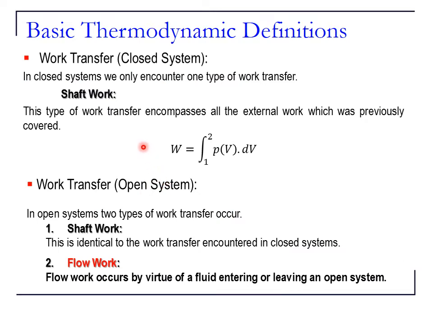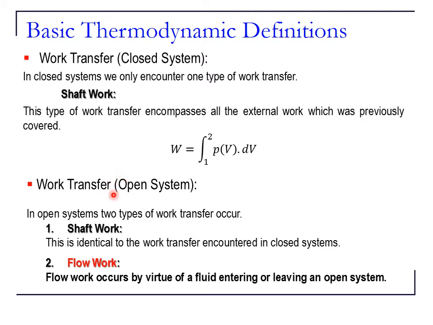We already know that to change the internal energy of a system, we have two methods: one is called work transfer, and the other is called heat transfer. In the first topic, we learned how to calculate the work transfer in a closed system by using this formula: the work done is equal to the integral of P dV, from the initial point to the end point. We can give this type of work a name: shaft work.